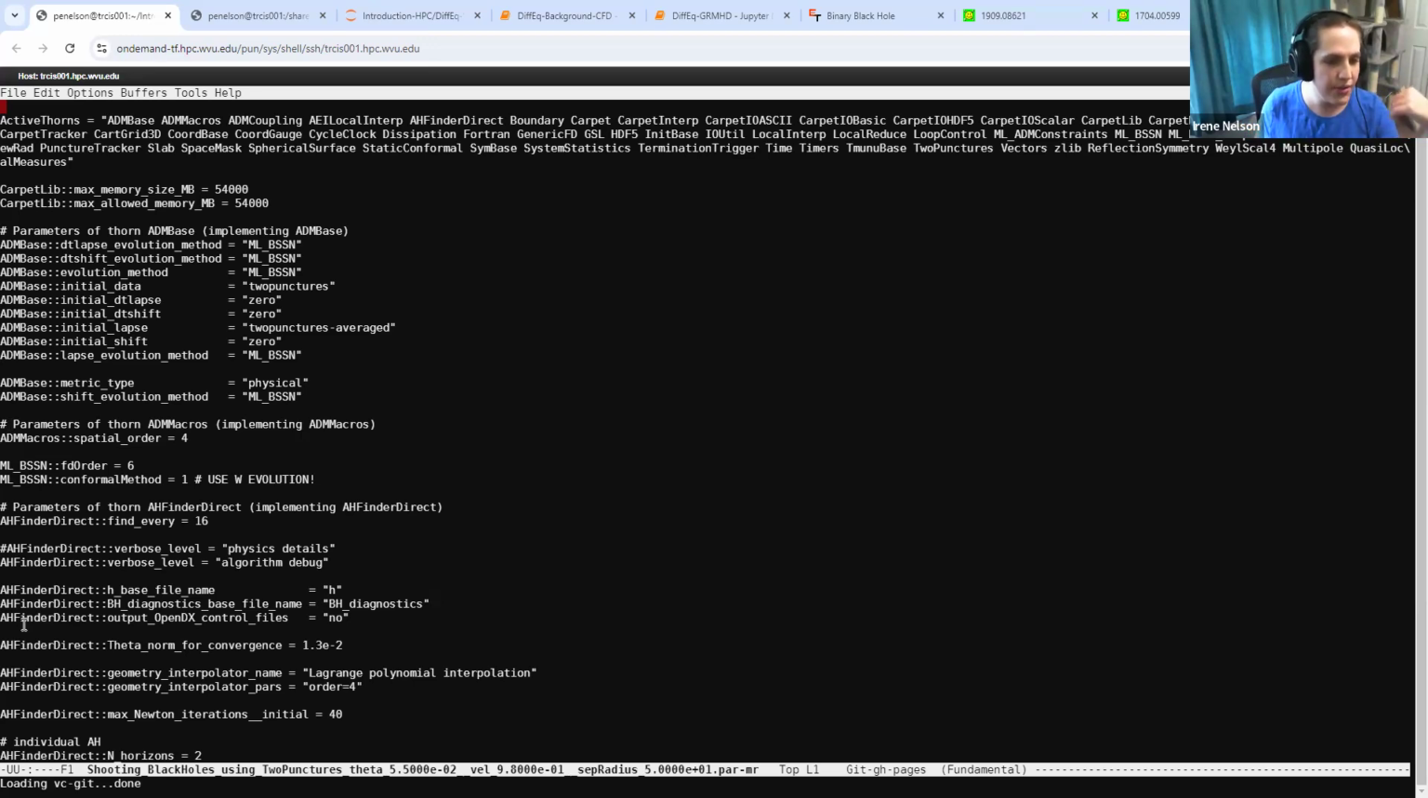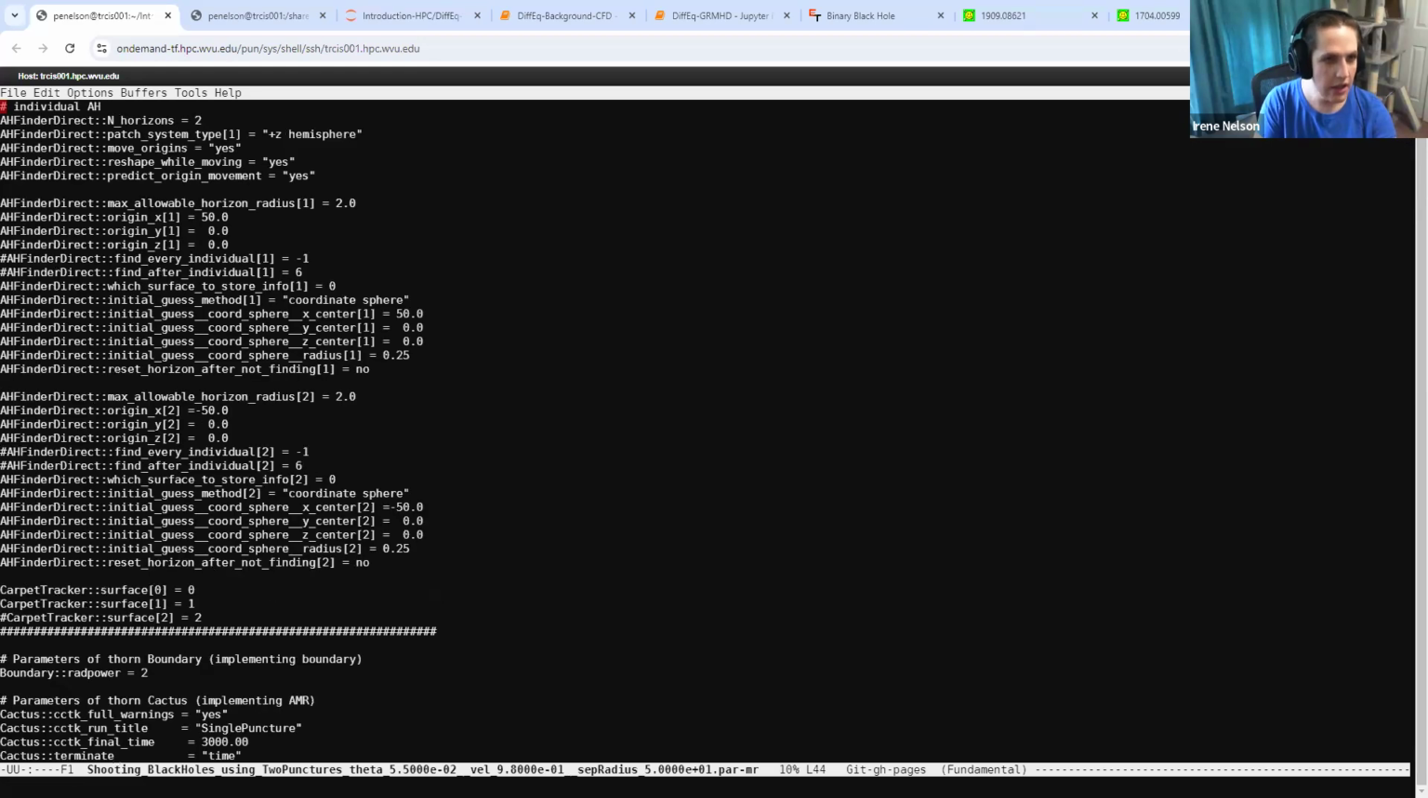Apparent horizon finder direct. This calculates the apparent horizons of the black holes, which are a similar concept to the more familiar event horizon that gets talked about in popular science and science fiction all the time, except it's a lot easier to calculate in a numerical scenario like this. Carpet tracker. So that's part of how we're going to work with our resolutions, how we set up the grid.